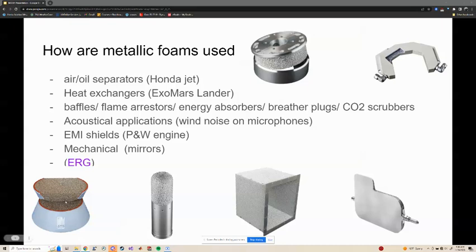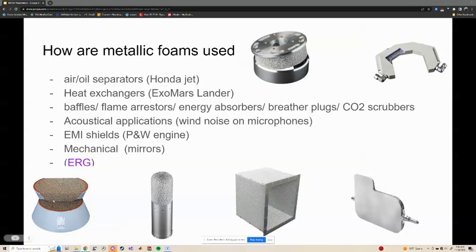Flame arresters with a similar structure will simply slow the spread of flames through a structure or a part. Kinetic energy absorbers, or simply called energy absorbers, will slow airflow through them or fluid flow through them, and that reduction in speed will capture its kinetic energy. Breather plugs are essentially a filter much like this baffle that's used on the vent of a fluid container to keep fluid that sloshes from sloshing out. It'll sort of capture that and like a filter and let it drain back in.